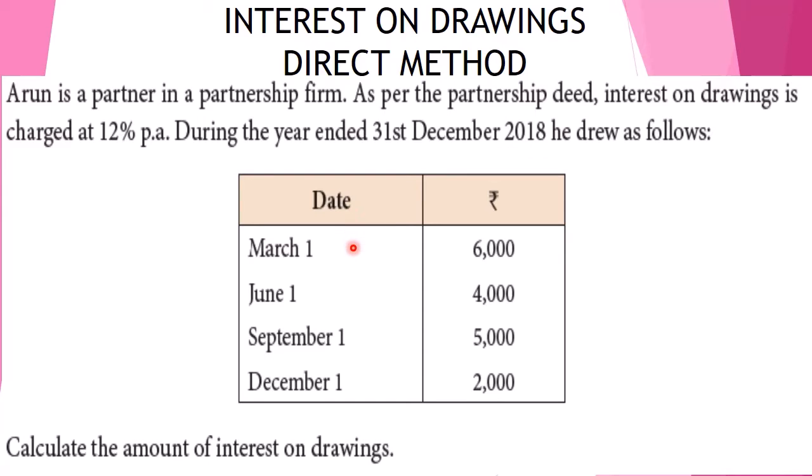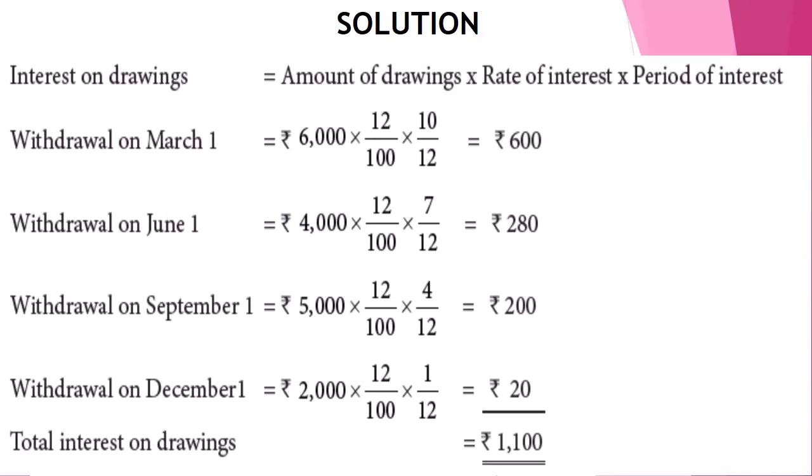He has made multiple withdrawals: March 1st it is 6,000, June 1st 4,000, September 1st 5,000, and December 1st it is 2,000. What is asked? Calculate the amount of interest on drawings using the direct method. Solution: interest on drawings is equal to amount of drawings into rate of interest into period of interest. This is the formula we are going to use.